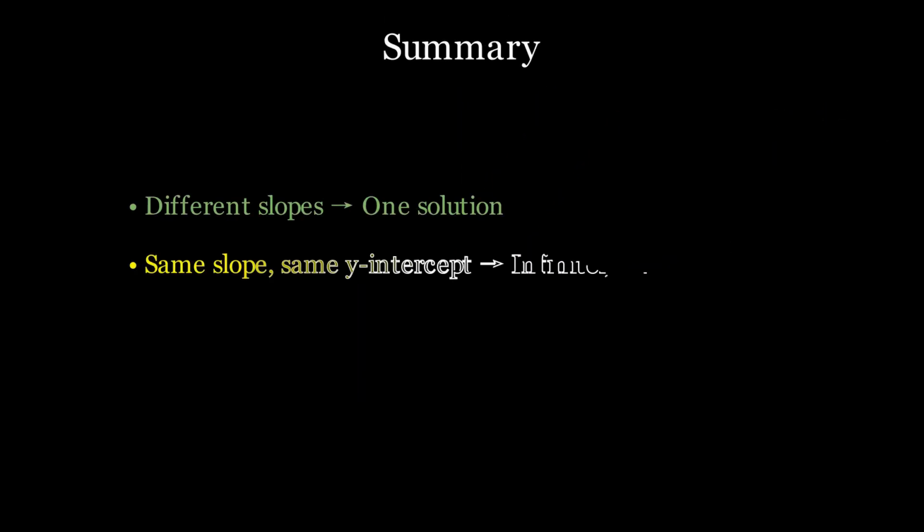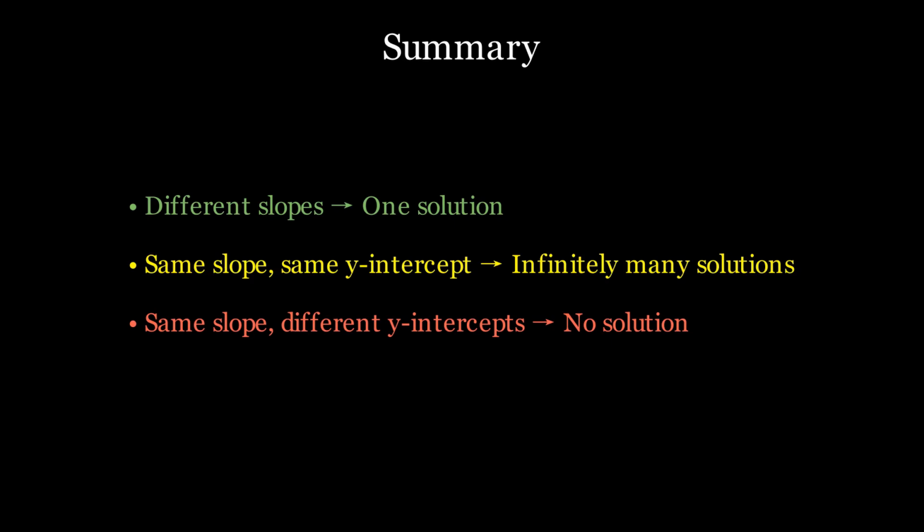Here's a summary. Different slopes, one solution. They are guaranteed to cross and have one intersection point. That intersection point will be the one solution. Same slope, same y-intercept will lead to infinitely many solutions. In other words, on a graph, they have the exact same line and have all the same points. Same slope, different y-intercepts means it's going to be parallel lines on a graph, which will lead to no solutions to the linear system.